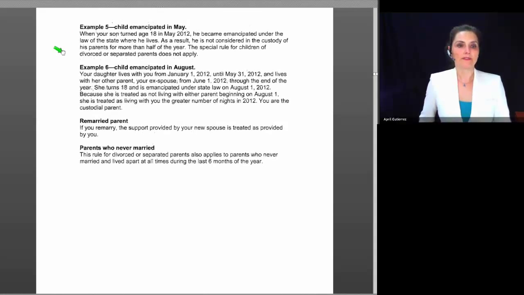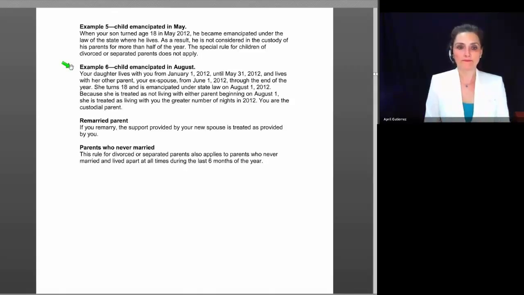Example number five, child is emancipated. If the child turned age 18 during the year, they become emancipated on that day, and the custodial relationships no longer apply. So they have a date here. If the child turns age 18 in May, he became emancipated under the laws of the state where he lives. As a result, he is not considered in the custody of his parents for more than half the year, and the special rule for children of divorced or separated parents does not apply.